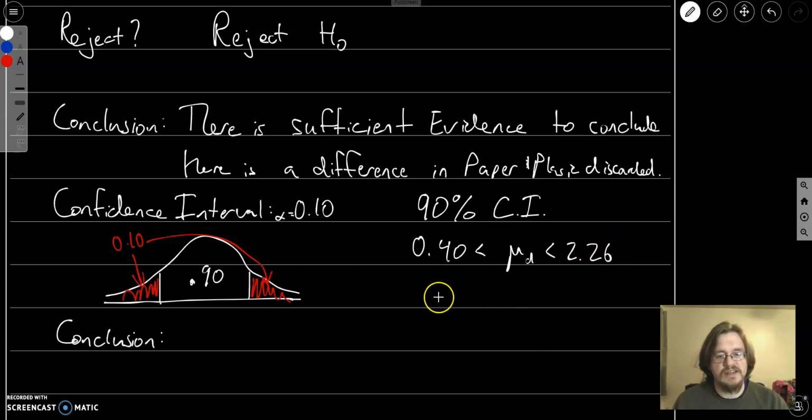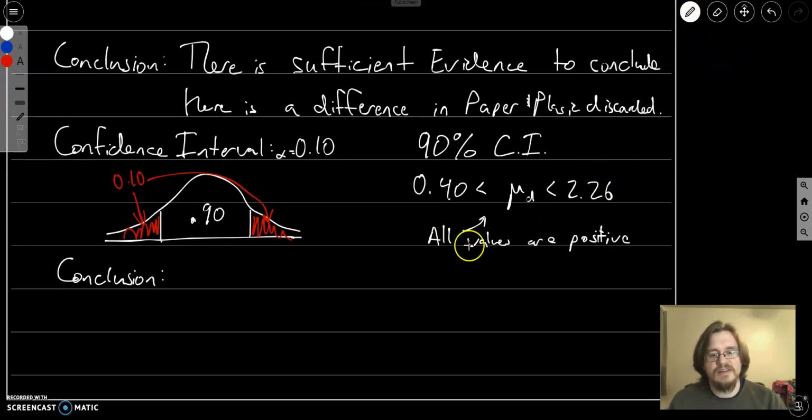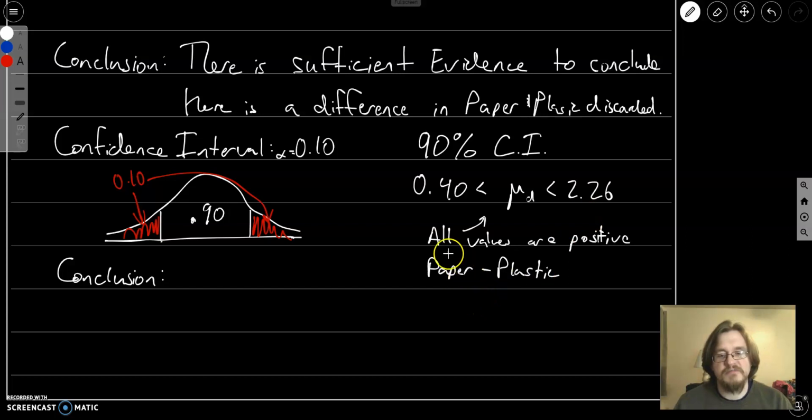So we see that 0 is not inside of this confidence interval, and furthermore, all of the values here are positive. So this tells us a little bit of information. Since mu d was going to be the amount of paper discarded minus the amount of plastic, and all of these are positive numbers, that means that more paper was thrown away than plastic.